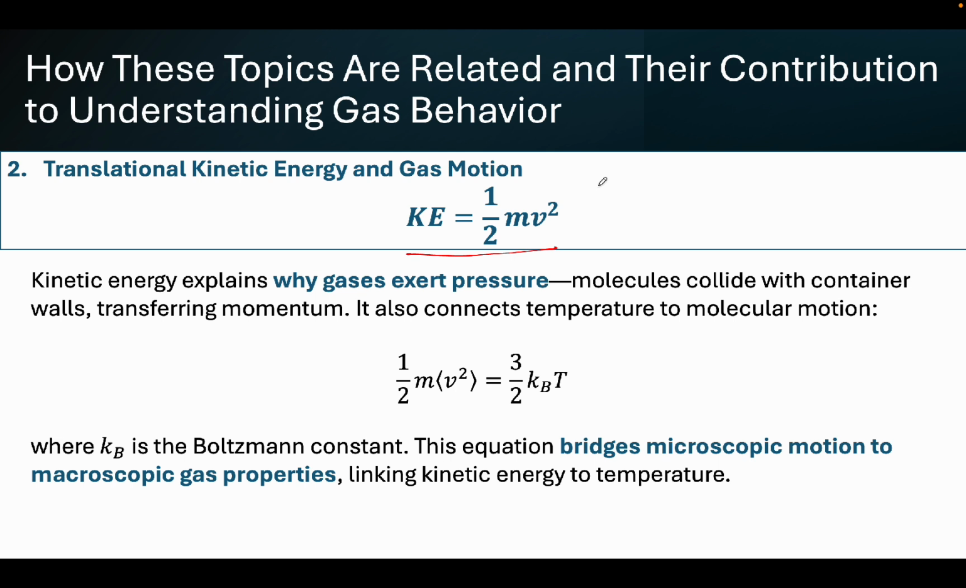So the molecules collide with container walls, also transferring momentum. So it also connects temperature to molecular motion. So we have here an equation: 1/2 m times v squared is equal to 3/2 k_B T, where k_B is our Boltzmann constant and T is our temperature. So this equation bridges the microscopic motion to the macroscopic gas properties, which means that this equation links kinetic energy to temperature.